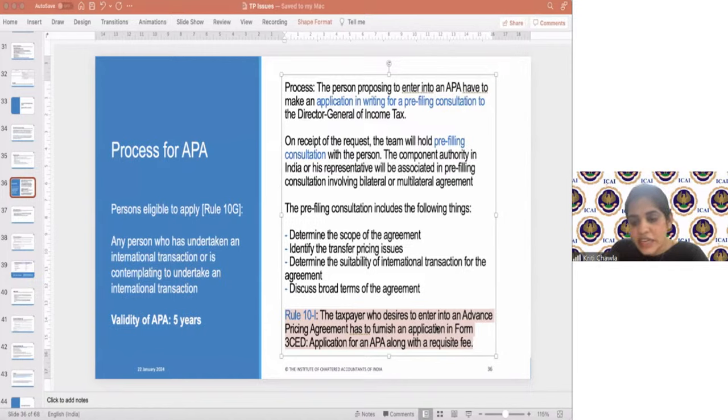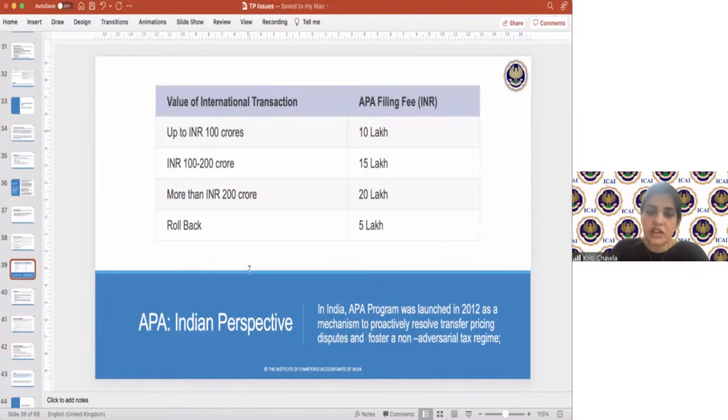Value of international transaction means book value. Yes, value of international transaction means this particular value means book value. Before first day of the previous year, give an example.